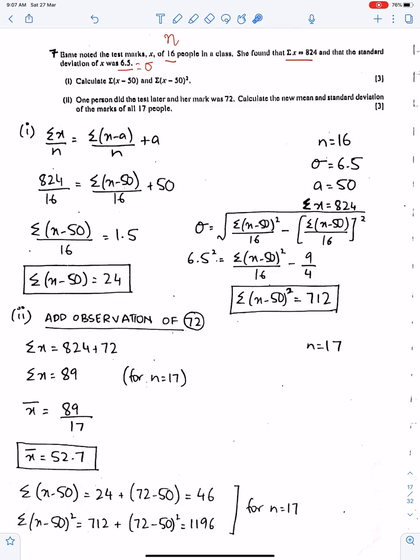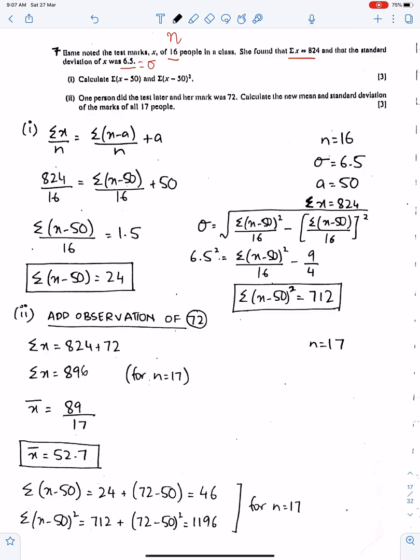When you add 72 into this, you'll get 896, I guess. Let me check this. 824, 72, yeah, 896. See, so the answer is 52.7.